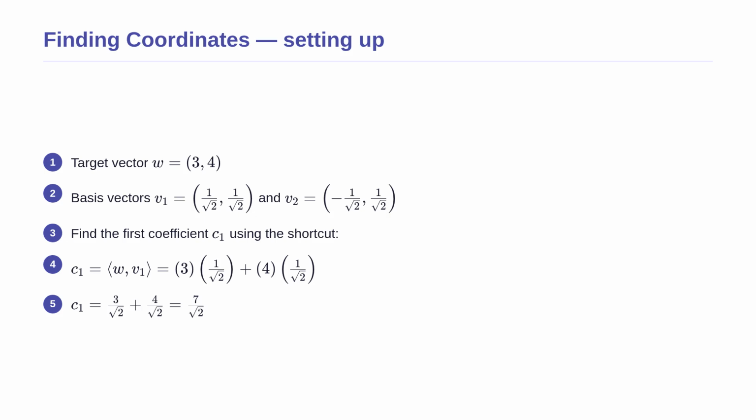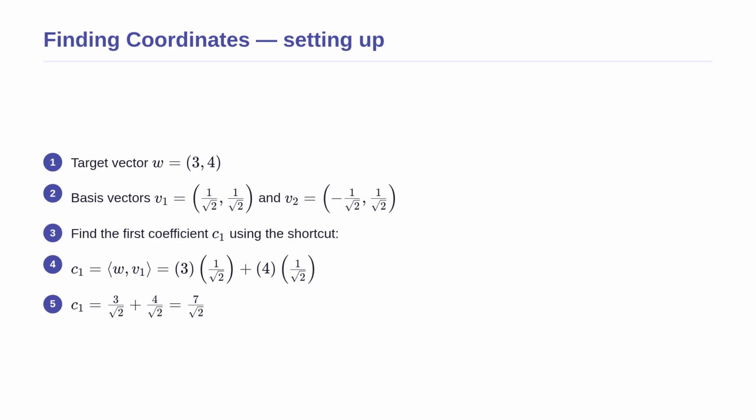Before we prove why this shortcut works, let us use it to solve a problem. We want to build a new target vector, W, which has coordinates 3, 4. We will use the orthonormal basis vectors v1 and v2 from our previous example. Our goal is to find the exact coefficients needed.